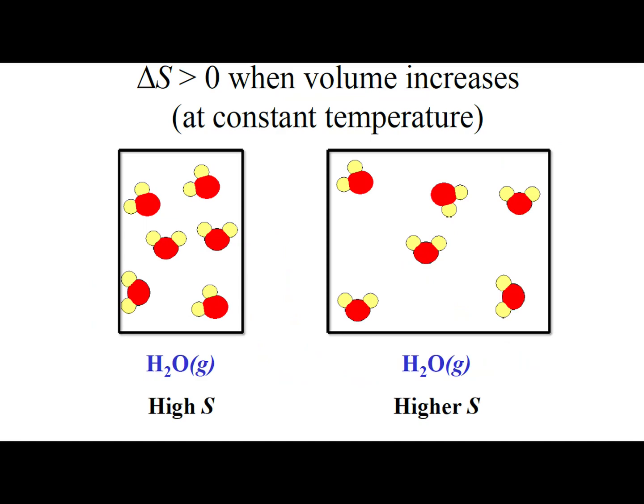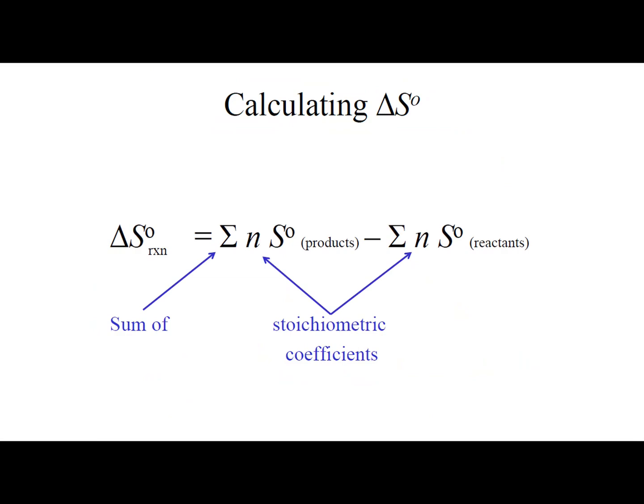If you increase the volume of gas particles, then those gas particles are able to move about in a much bigger space. There are more potential positions and arrangements, and so there's actually more disorganization, kind of freer. I always think of it as: is the system freer? Then the delta S will be positive. So let's look at how to calculate delta S.